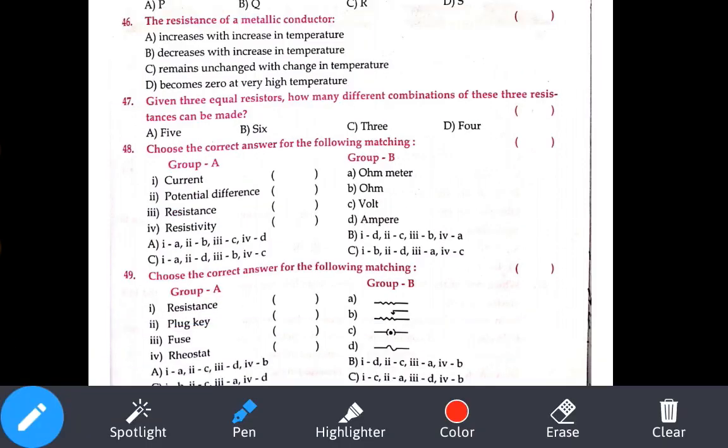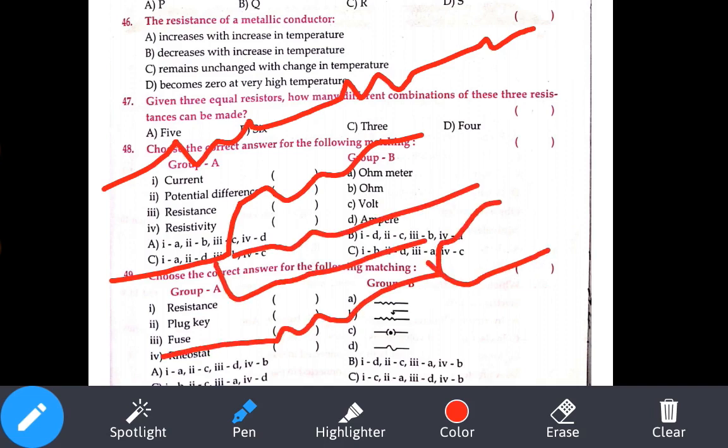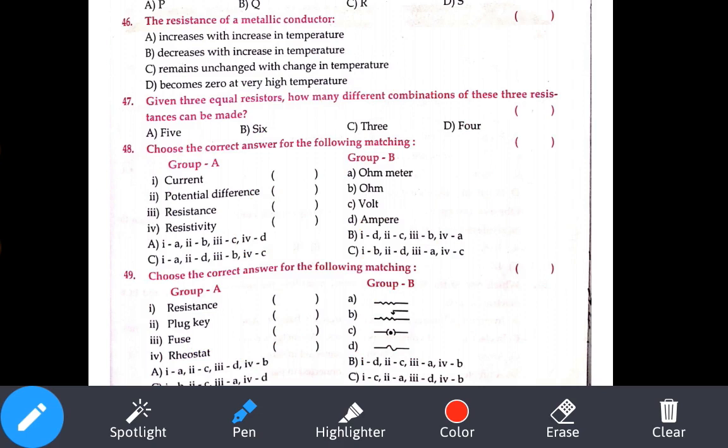47th question. 3 equivalent resistors. How many different combinations can we make? 3 equivalent resistors. This is our first combination, all in series. Second, we can say all in parallel. Third, 1 series and 2 parallel. Fourth, 2 parallel and 1 series. So 4 combinations we can make. Here is that answer, option number D.